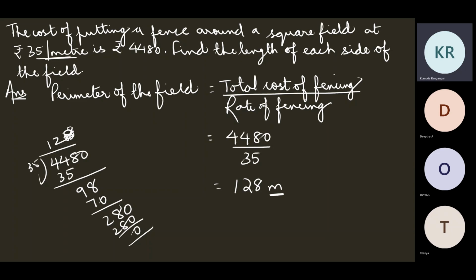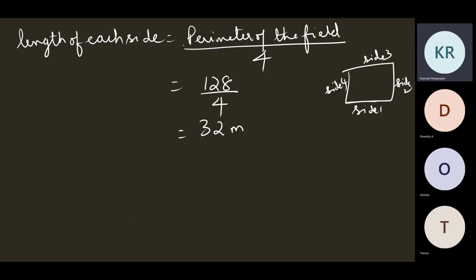Here also we find the perimeter using the formula total cost of fencing by the rate of fencing. In the case of the square field, you don't have to find the semi-perimeter. You can directly find the length of each side by dividing the perimeter by 4. Because the sum of the four sides is 128, so each side will be 128 by 4.